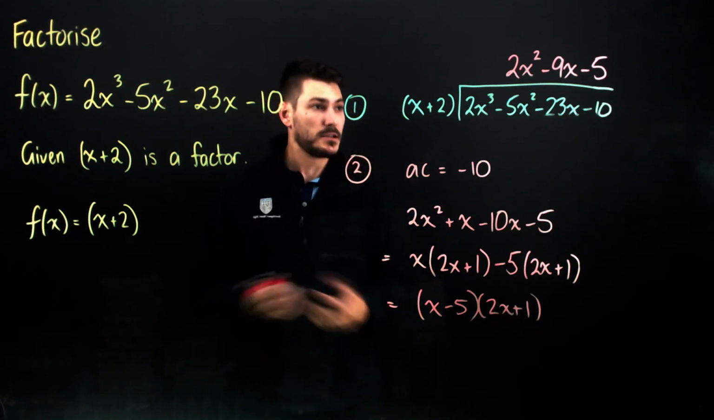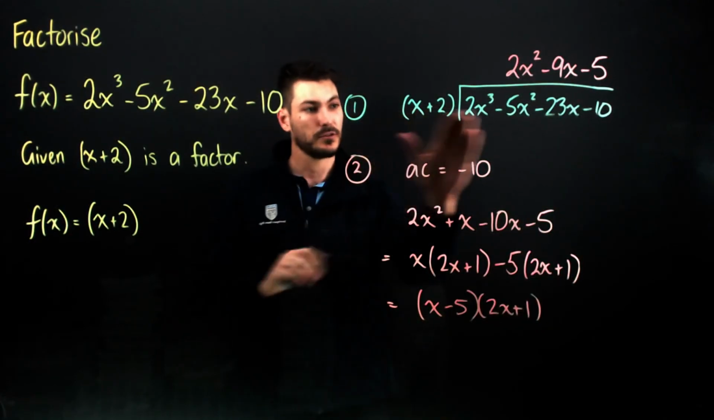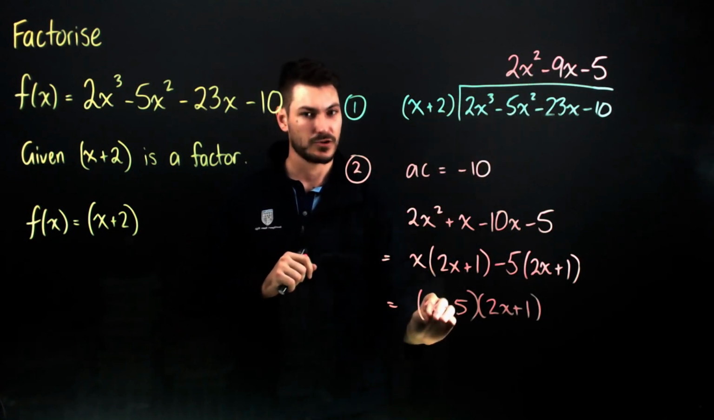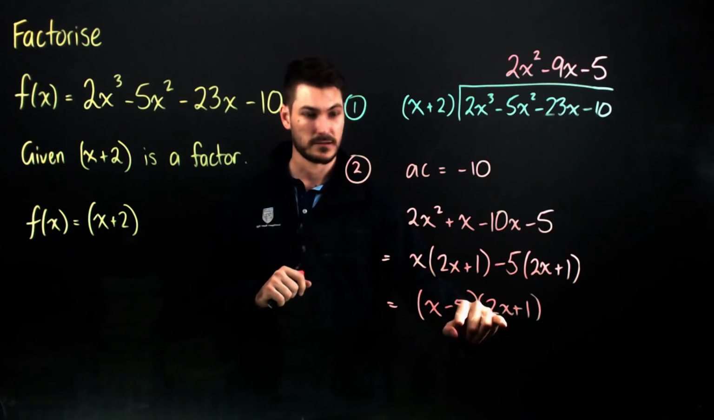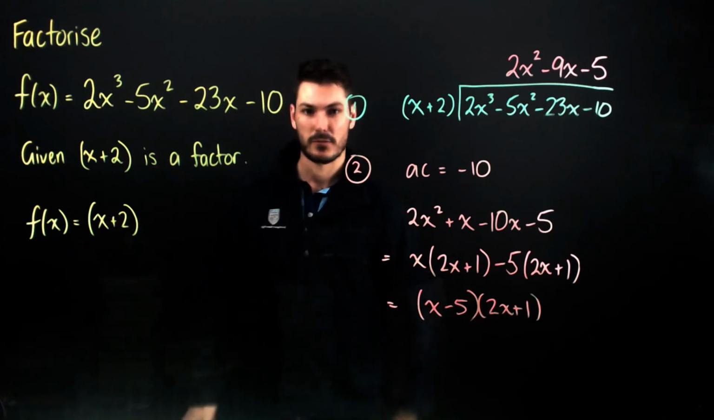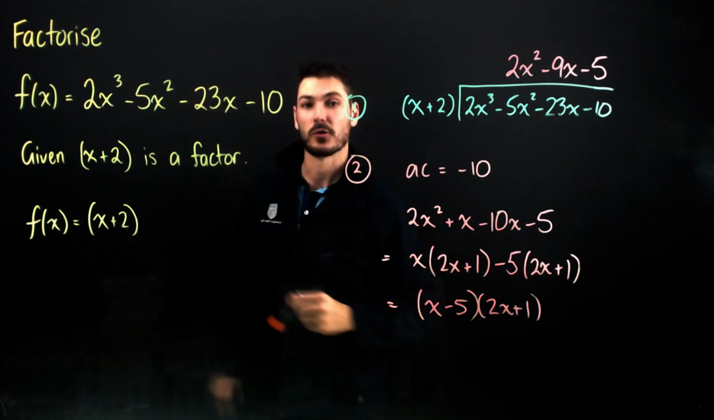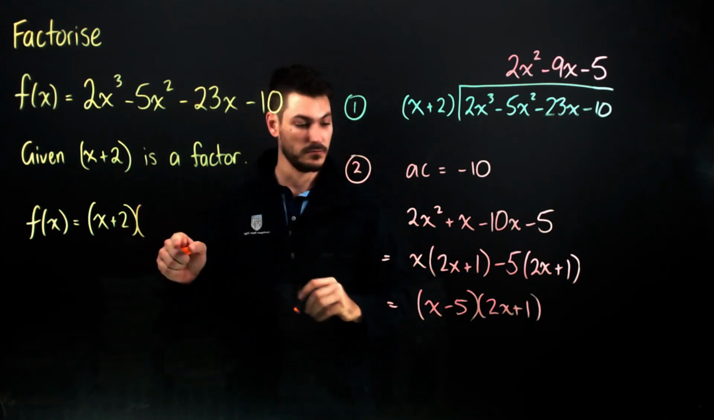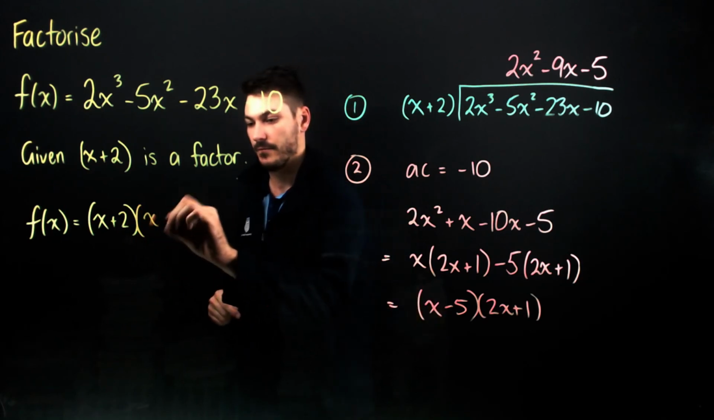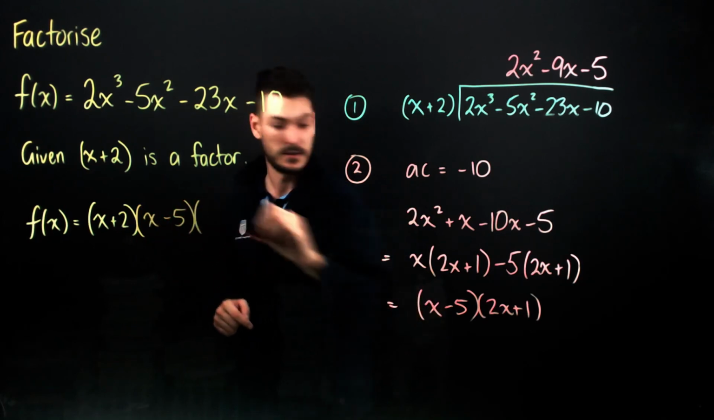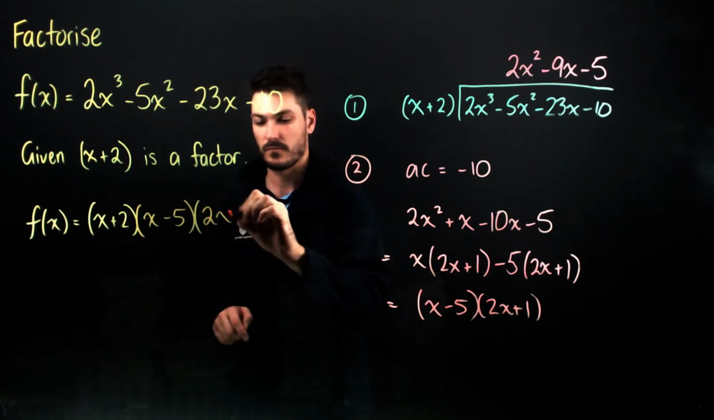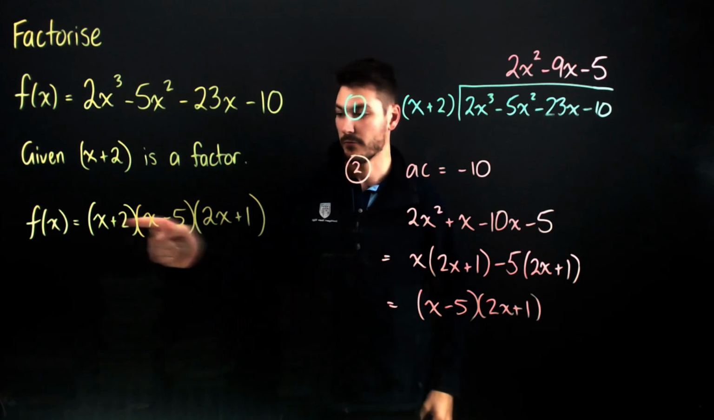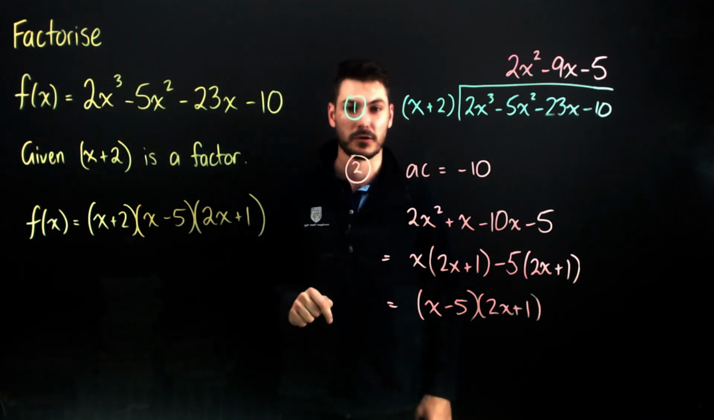Alrighty, so I've done polynomial division in order to determine a quadratic factor, and then I've factorized the quadratic in order to find two other factors. And now I can finally write my cubic polynomial with its three factors, so factorized fully, of x plus 2 times x minus 5 times 2x plus 1. And hopefully we can see that if we re-expanded this, we'd get this cubic polynomial.